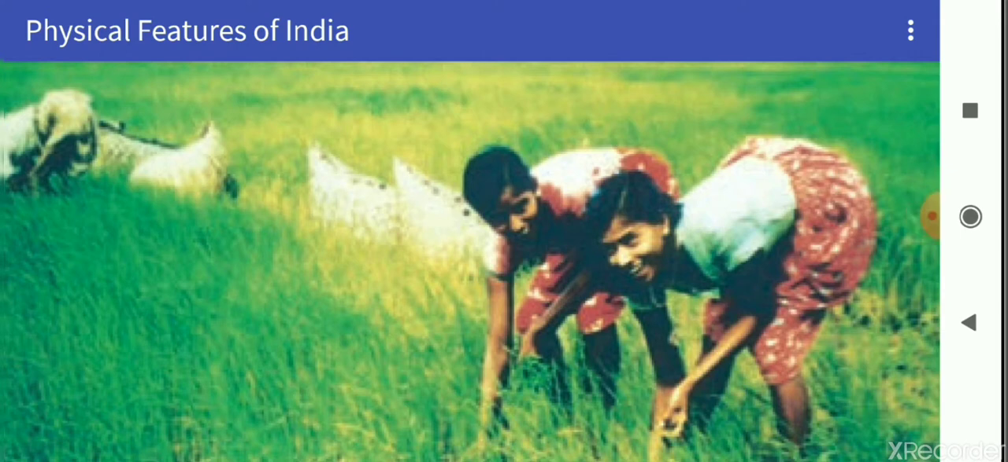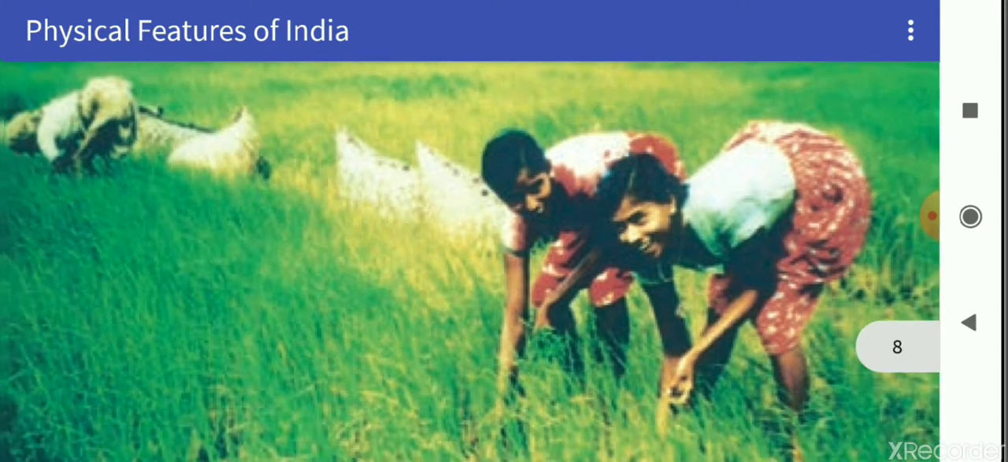Today we are going to discuss and learn the second last topic of the second chapter, Physical Features of India, of class 9th geography. So let us begin the topic. Our second last topic is coastal plains.